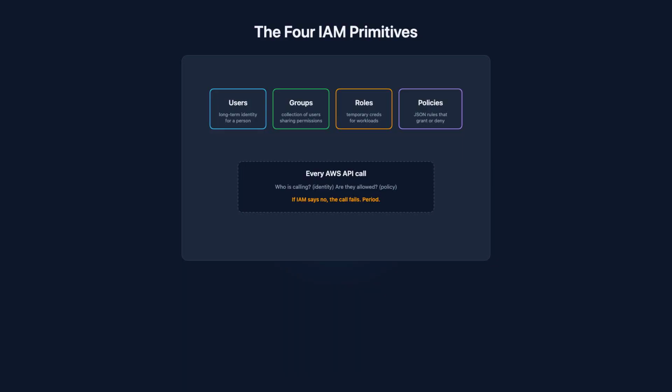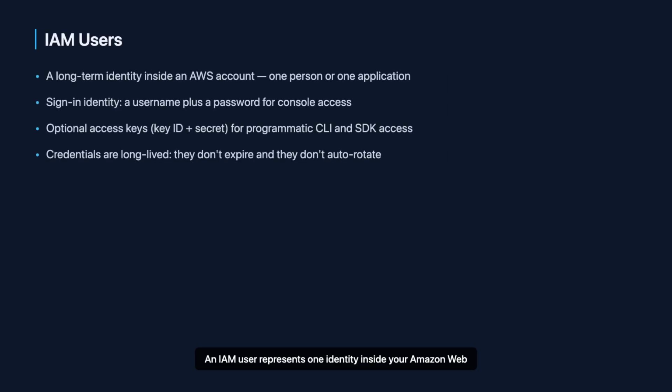An IAM user represents one identity inside your Amazon Web Services account, ideally one person, or in some cases one application. Each user gets a username and a password for signing into the console. Optionally, you can give them access keys, which are 2 long strings, a key ID and a secret, used for programmatic access from the CLI or an SDK. Here's the part that matters: those credentials are long-lived. They don't expire, and they don't rotate themselves. Whatever happens to them, happens to them.